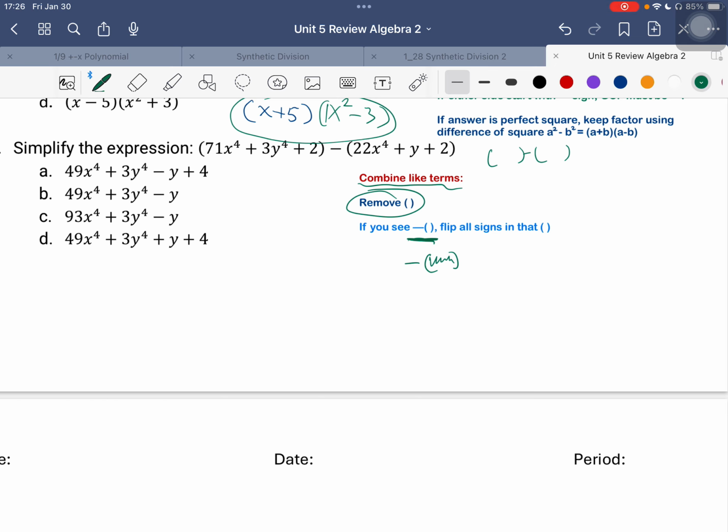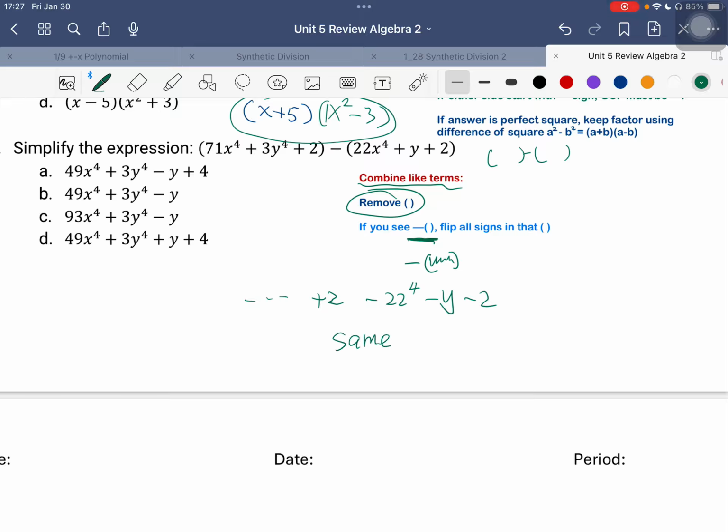So after the plus 2, it'll become negative 22x4. And then positive y becomes negative y. Positive 2 becomes negative 2. Okay, then combine like terms.